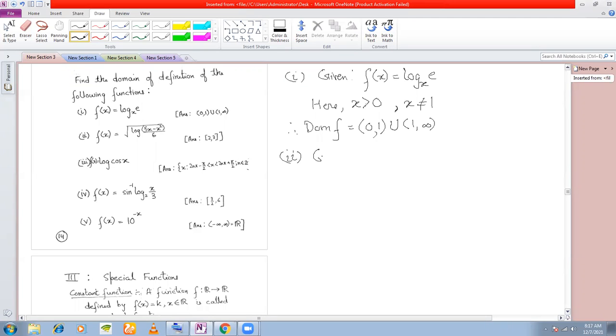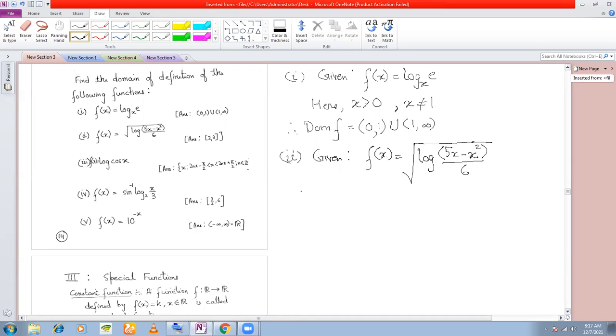Given here, f(x) is equal to the square root of log of (5x minus x square) divided by 6. You have to find out the domain of this. How will you find out?